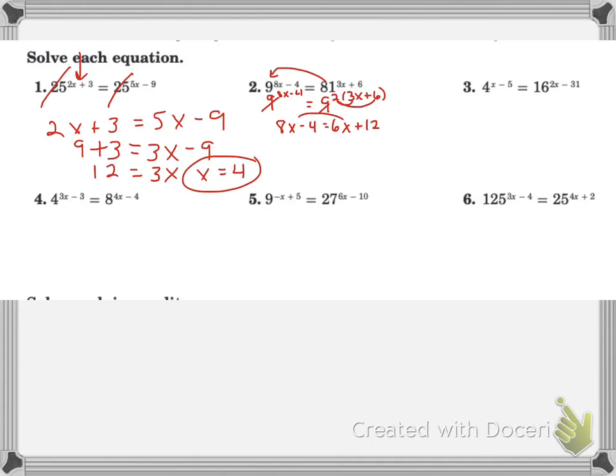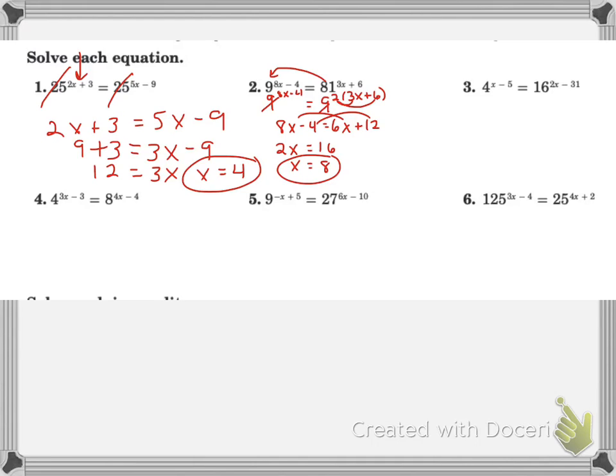I'm going to subtract 6x from 8x and get 2x. I'm going to add 4 to 12 and get 16. Divide by 2, x is equal to 8. Okay, and again, you can plug that back in. 8 times 8 is 64. 64 minus 4 is 60. So you've got 9 to the 60th power.